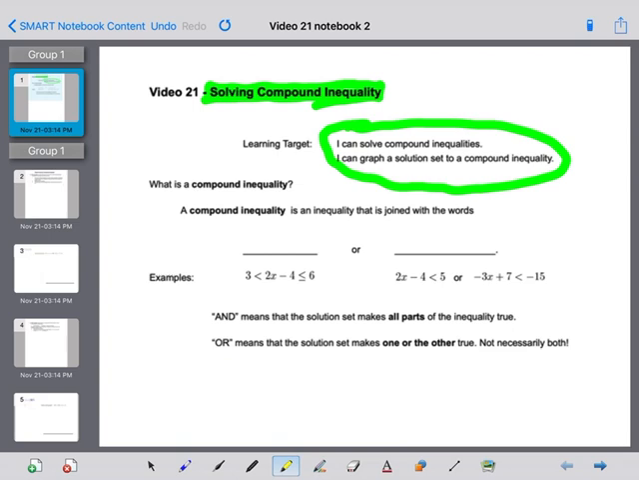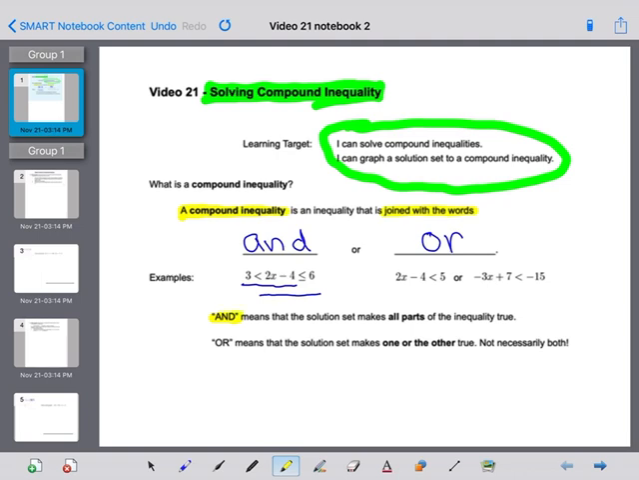What is a compound inequality? A compound inequality is an inequality that is joined with the words "and" or "or". So fill those blanks in with your pen. So an example of an and inequality is here. 3 is less than 2x minus 4, and 2x minus 4 is less than or equal to 6.